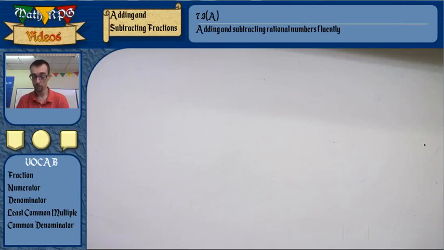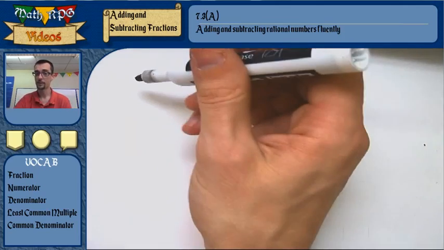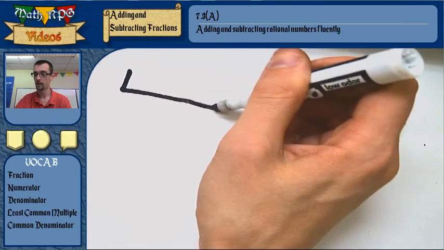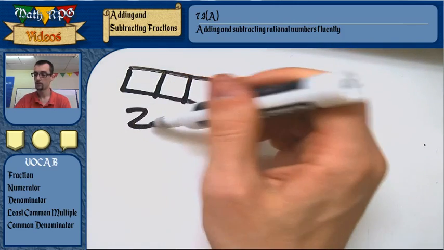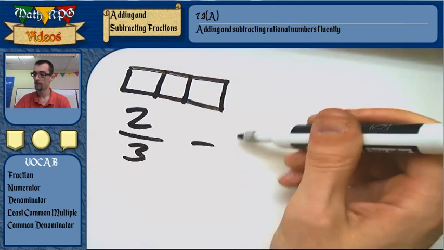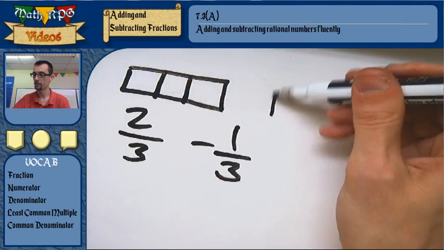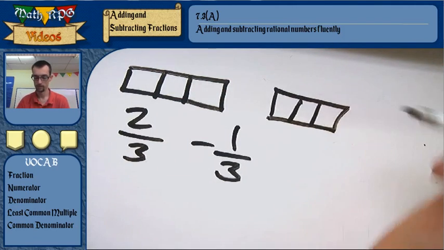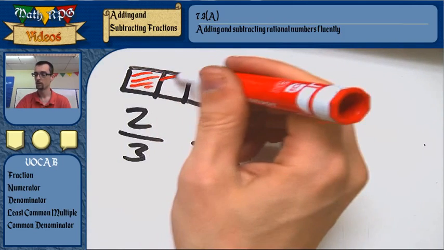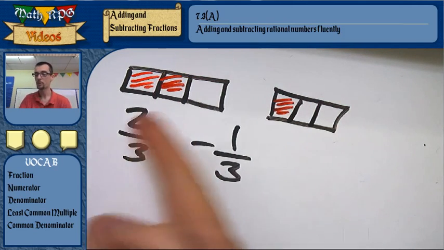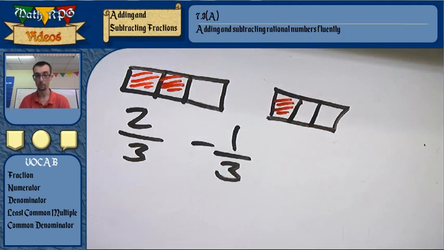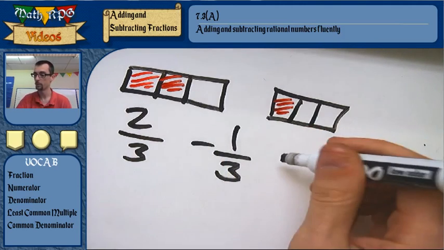Okay, so new video, kind of new concept. I'm going to subtract fractions. All right, so let's take a really easy case. We're going to have 2/3, and from that I'm going to subtract 1/3. So I start off with 2, and I subtract 1. Well, that's pretty easy. If you have 2/3, you subtract one of them, you're going to end up with one of them. So you're going to end up with 1/3.